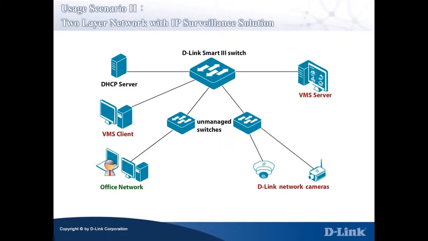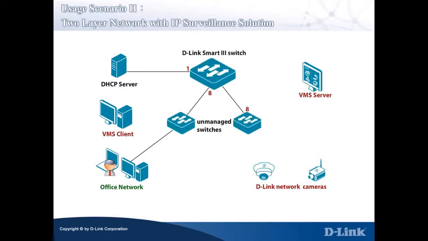This slide shows you the connection ports among the Smart 3 switch, the unmanaged switches, and all of the components. Power on all three switches and connect the unmanaged switch to the Smart 3 switch. Connect D-Link network cameras to the unmanaged switch to the right. Connect the VMS client and the VMS server to the Smart 3 switch. The DHCP server, which currently exists in the user's network environment, has always been connected to the Smart 3 switch and is properly configured by the customer network administrator.